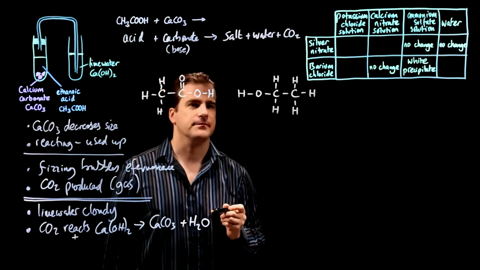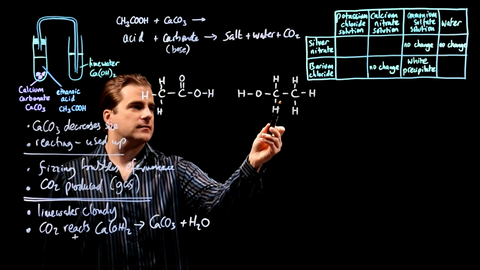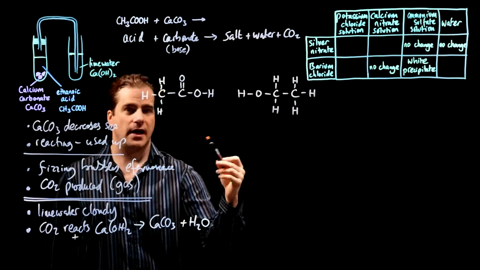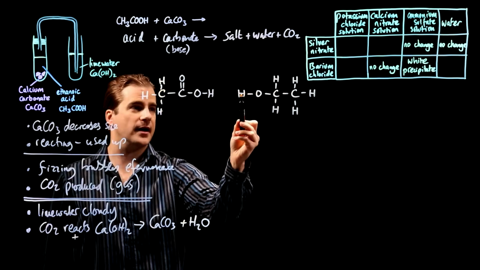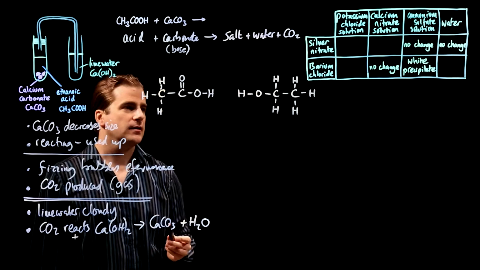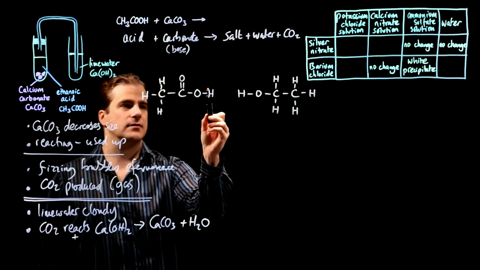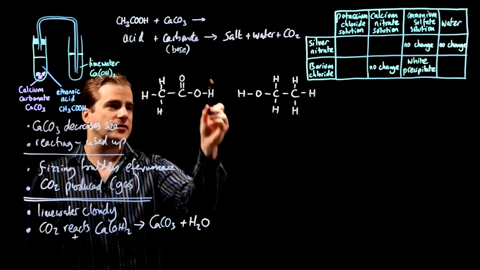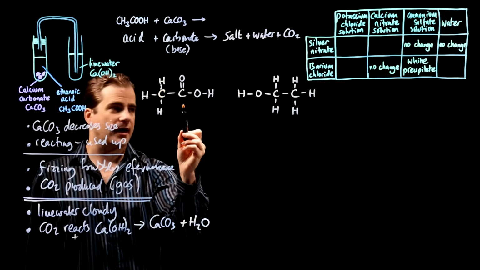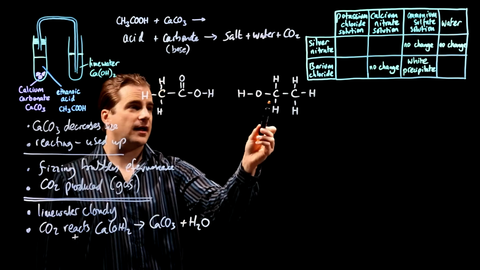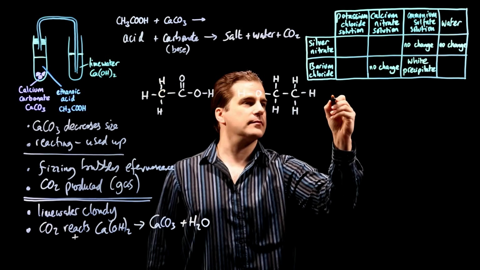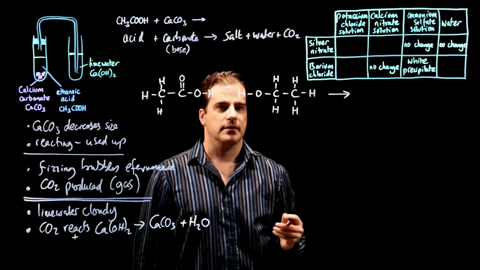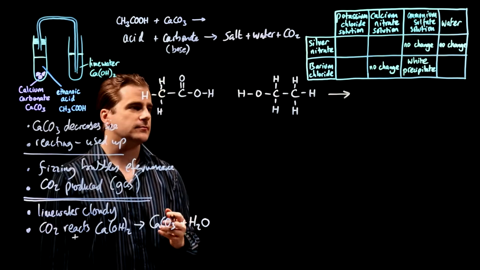Right, there we are. That's an alcohol. Ethanol: eth, again 2 carbons, and the ol bit means OH. To make esters, you react a carboxylic acid, like ethanoic acid, with an alcohol, like ethanol, and you make an ester. So, let's go through it.